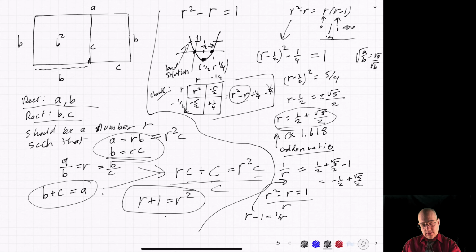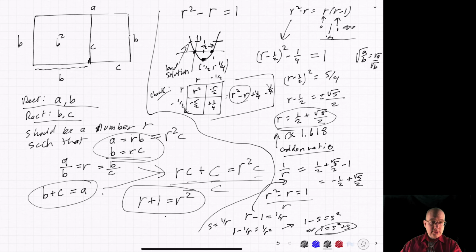And if I were to go one step further, divide by r again, I would end up with 1 over r minus 1 over r squared... that is, 1 minus 1 over r equals 1 over r squared. Now if I introduced s equals 1 over r, just names, I'd have 1 minus s equals s squared, or 1 equals s squared plus s. So that's sort of the reciprocal of the golden ratio, the smaller version. That's just another simple equation that's involved in this stuff.